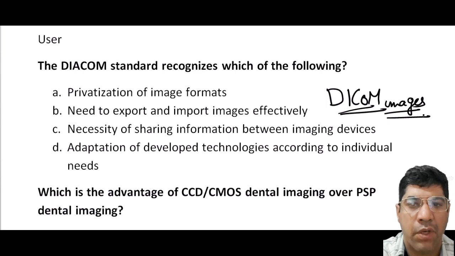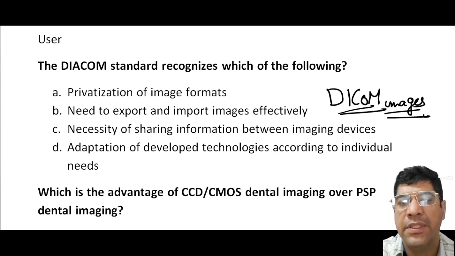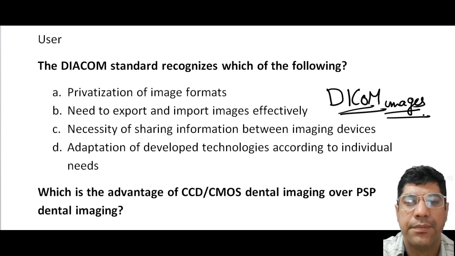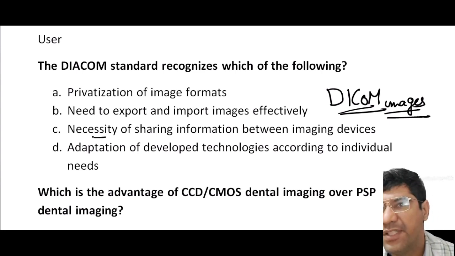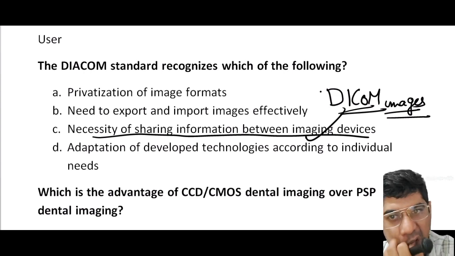DICOM ensures that medical devices like X-ray machines, CT scan, and MRI machines can talk to each other. It is just like making sure everyone is speaking the same language so that they can work together seamlessly. DICOM makes it possible for your X-ray and other medical images to be shared, read and understood by different doctors and equipment, no matter where you go for medical care. So necessity for sharing information between imaging devices would be your answer.